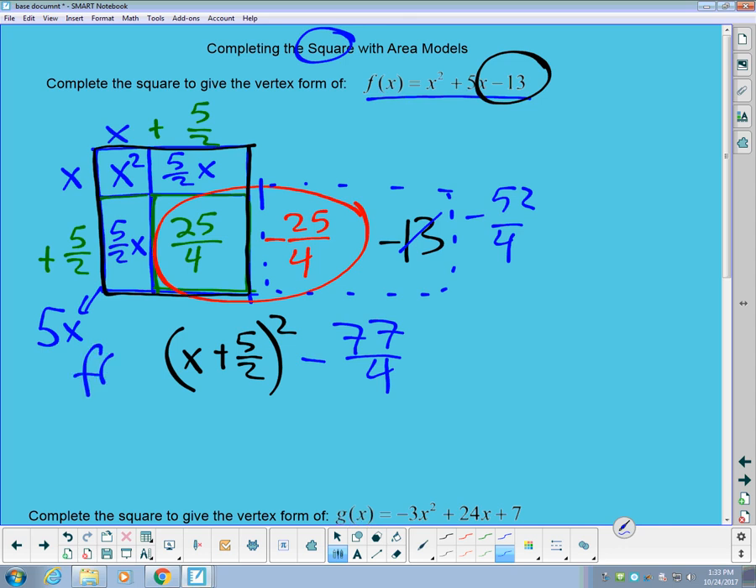And this is now my function in its vertex form. Vertex located at negative 5/2, comma, negative 77/4. All right?